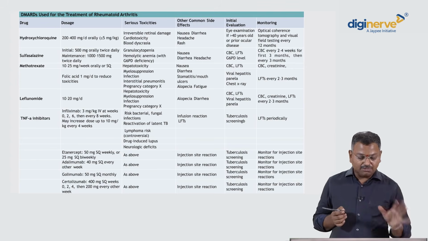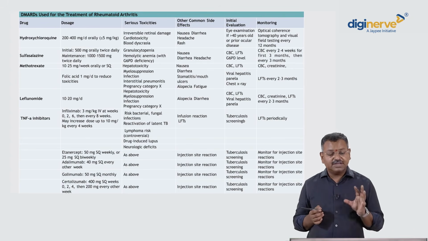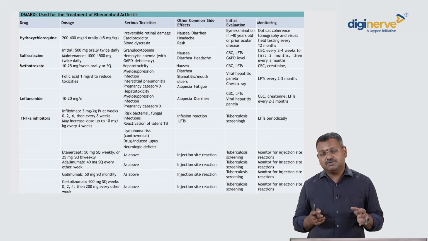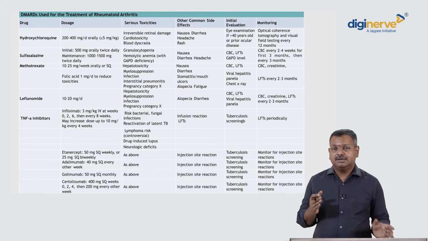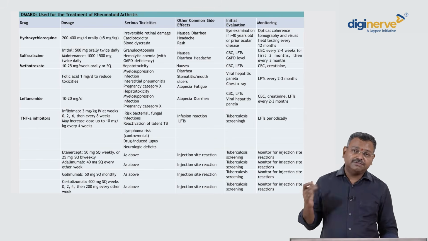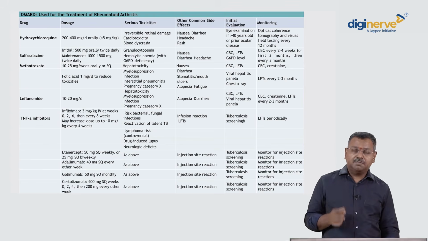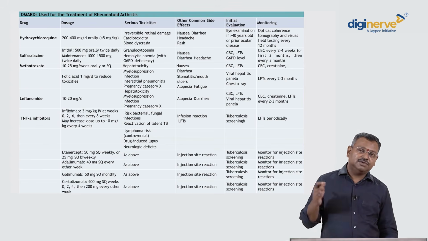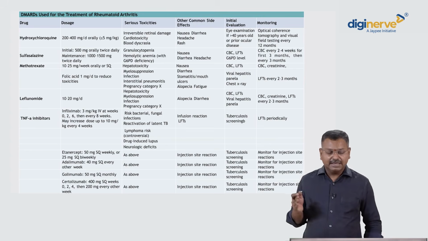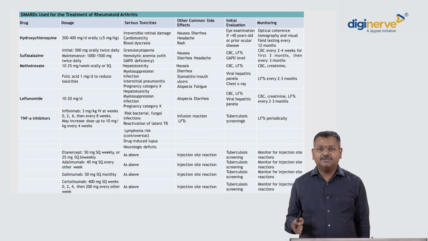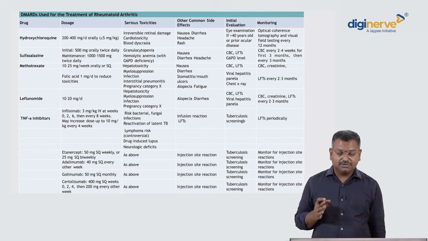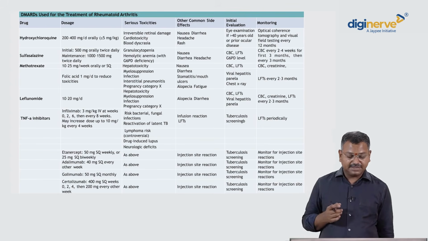The next commonly used drug is methotrexate. It is given weekly, at a dose of 5 to 25 milligrams weekly. You can give the same dose subcutaneously also. Importantly, if you are giving methotrexate, you have to follow it with folic acid, either 1 milligram daily or 5 milligrams twice a week. Don't give it on the same day as methotrexate.